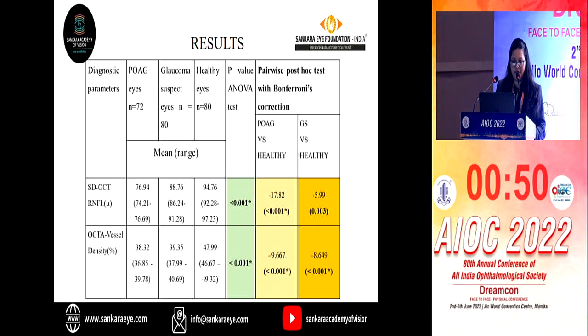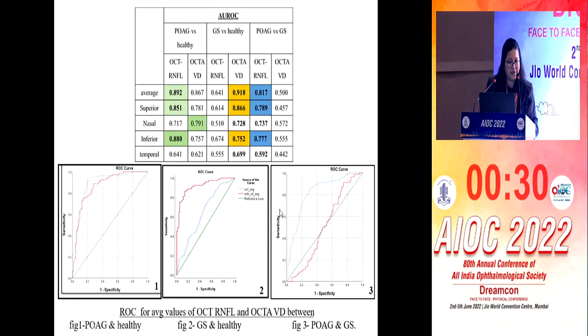Our results: we compared the 2 parameters and found an increasing trend from POAG to healthy, and the ANOVA test showed a significant ratio in both. We compared pairwise post-hoc tests with Bonferroni and found it significant in POAG versus healthy and suspect versus healthy. For diagnostic accuracy, we ran a ROC curve, that is the receiver operating characteristic curve, between POAG and healthy, glaucoma suspect and healthy, and POAG and glaucoma suspect.